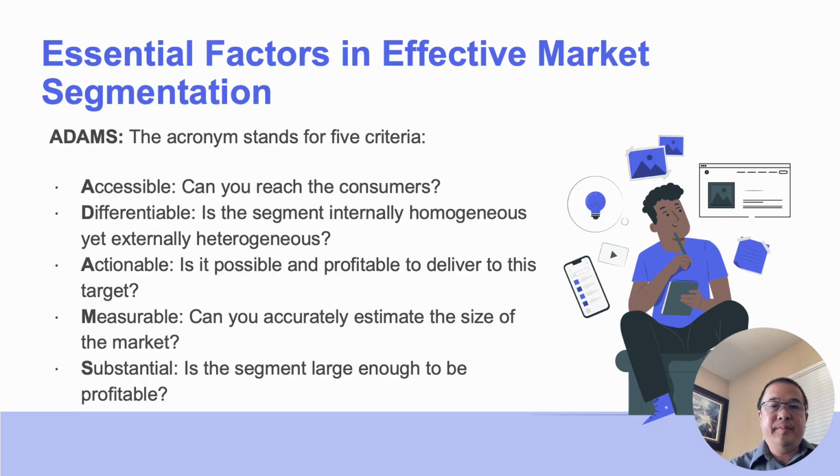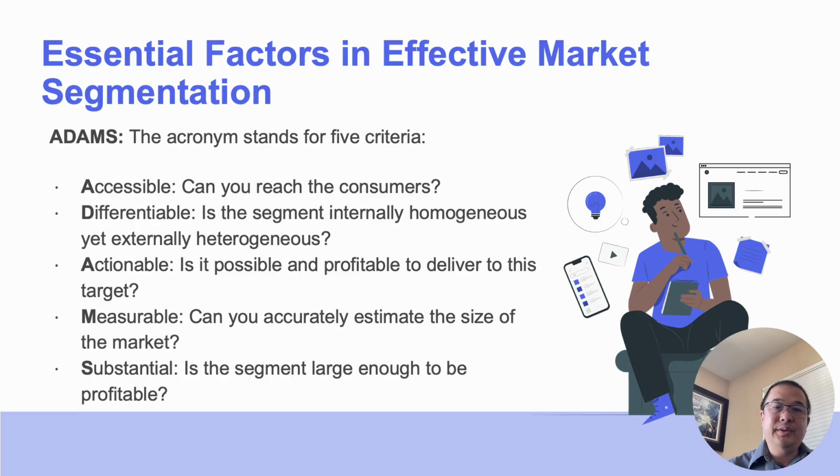Number 1, accessible. The company must be able to reach the target customers. So the question is, can you reach the customers? This means customers can be reached through advertising, social media, retail stores, salespeople, and online platforms. As an example, a gaming company can easily reach teenagers through TikTok, YouTube, and Twitch. If a company cannot communicate with or deliver products to a segment, that segment is not accessible.